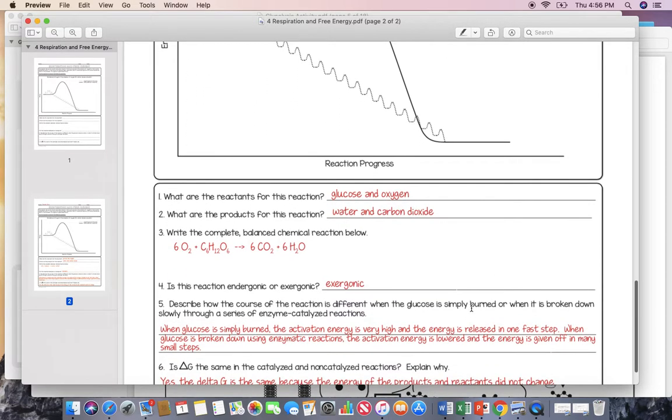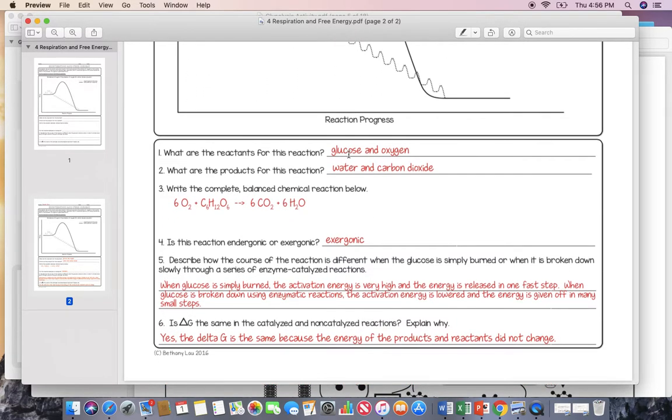So, number 1, what are the reactants for this reaction? Glucose and oxygen. What are the products? Water and carbon dioxide. Write the complete balanced chemical equation below. 6O2 plus C6H12O6 yields 6CO2 plus 6H2O.